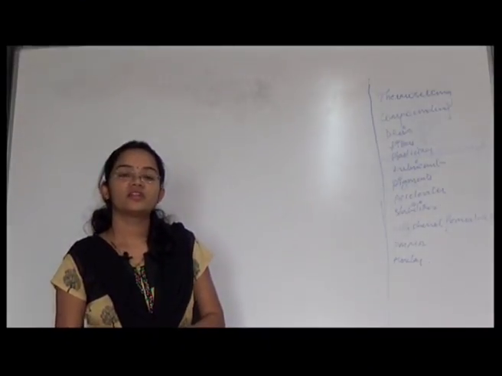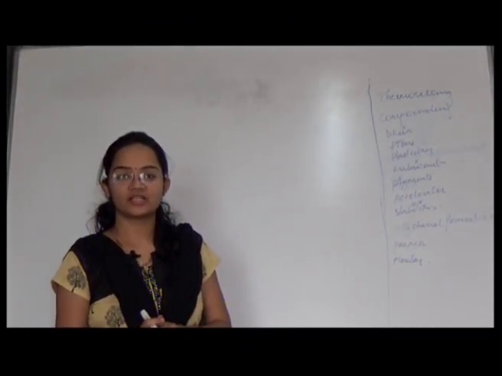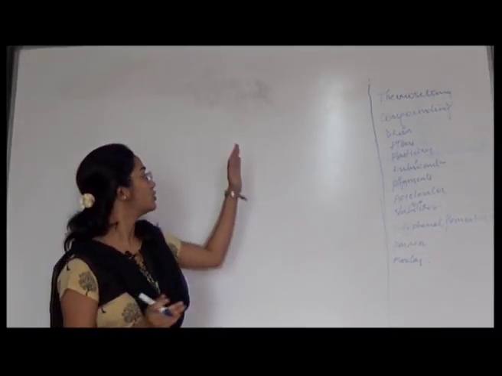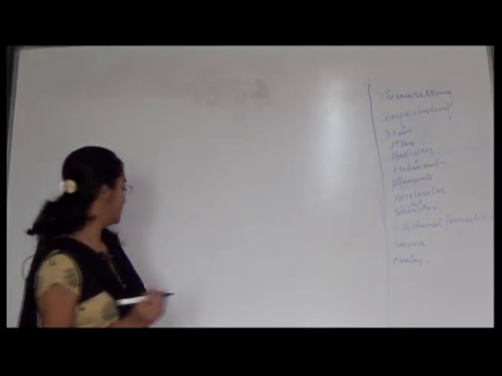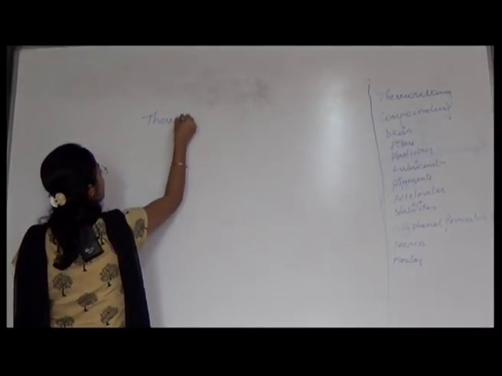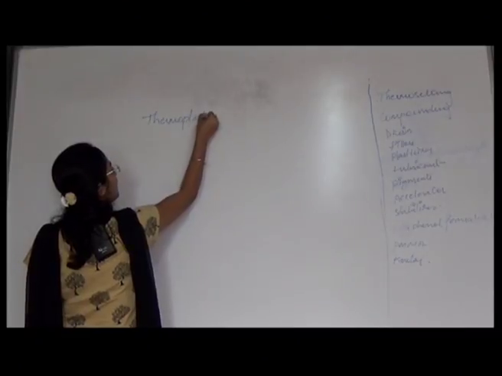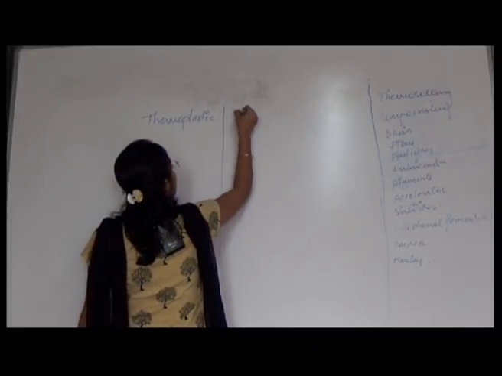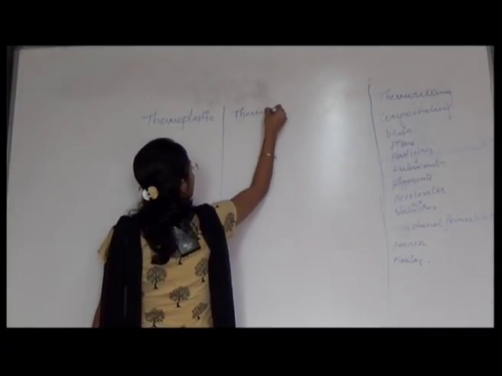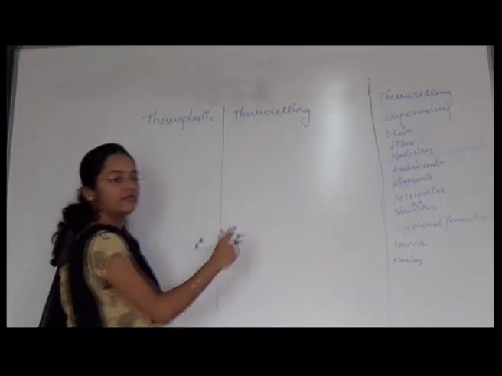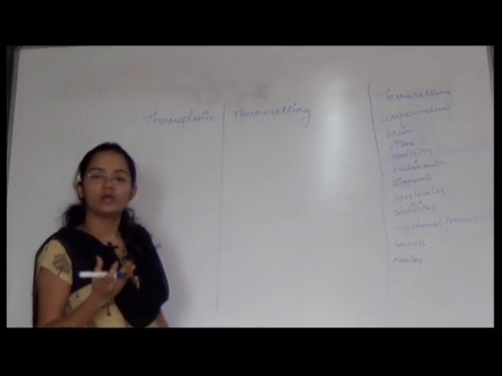Okay, today we are going to start with the thermoplastic and thermosetting. Basically we know what a thermoplastic and thermosetting is, so today we will start with the difference between them. First one is the thermoplastic. As we know, these are compounds or plastic materials which get softened on heating, whereas thermosetting is the one which gets hardened on heating.